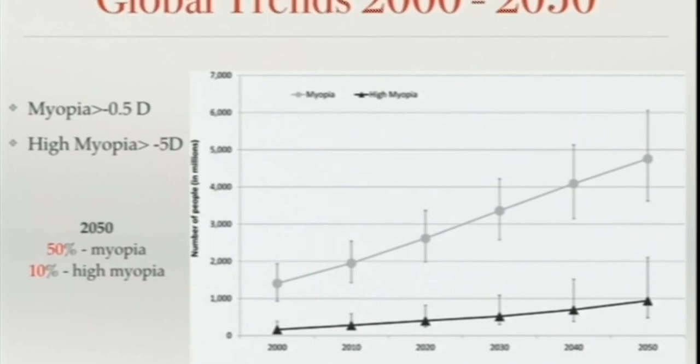So this graph is quite interesting, the global trends for myopia between 2000 and 2050. They project that by 2050, around 50% of the world population is going to be myopic, out of which 10% is going to be highly myopic. High myopia being defined as anything more than minus 5 diopters. So you look at this graph, it's quite scary. This is where we are right now, and this is where it's going to be.